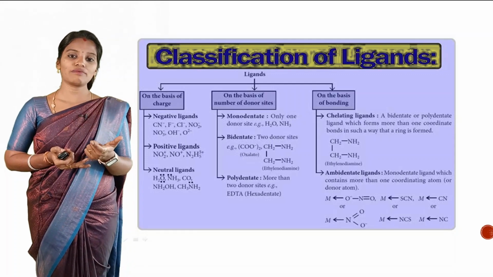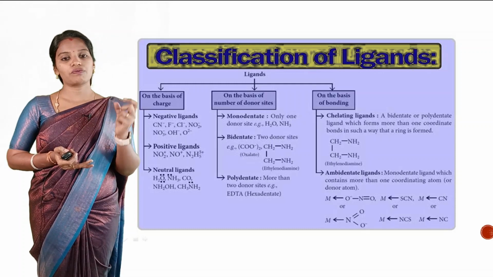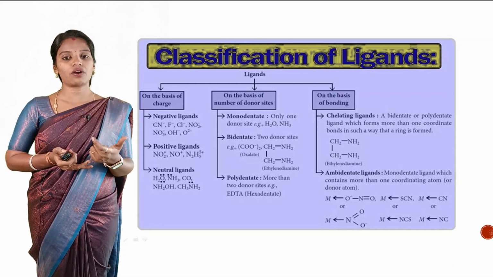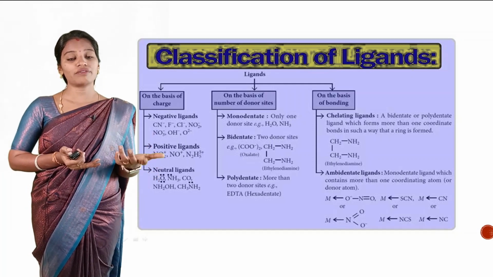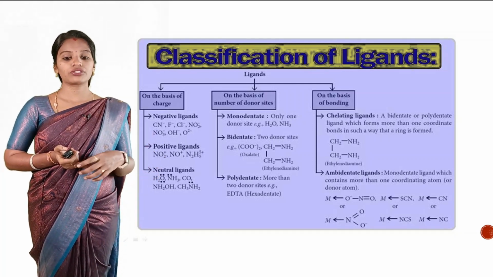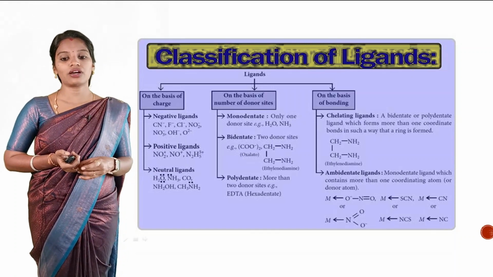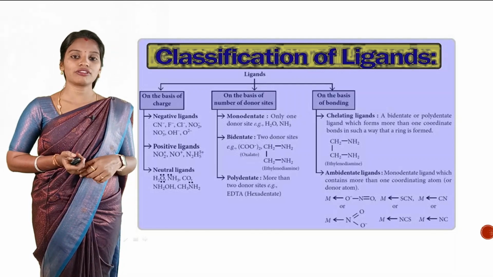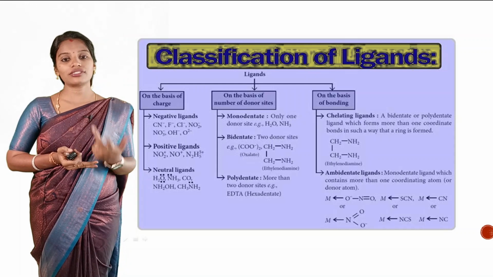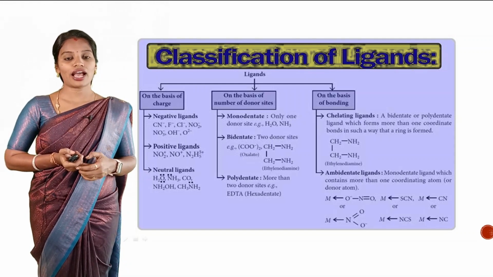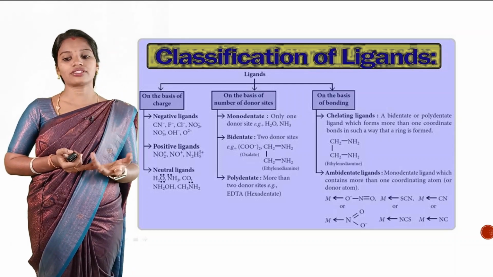So if one atom is donated, then we call it monodentate. If 2 atoms from a ligand are donated, then we call it bidentate. If 3 or more atoms are donated, then we call it polydentate. So these are based on the number of donor atoms in a ligand. And the last one is on the basis of bonding. There are 2 things: one is chelating ligand and another one is ambidentate ligand. Chelation means ring-like structure.